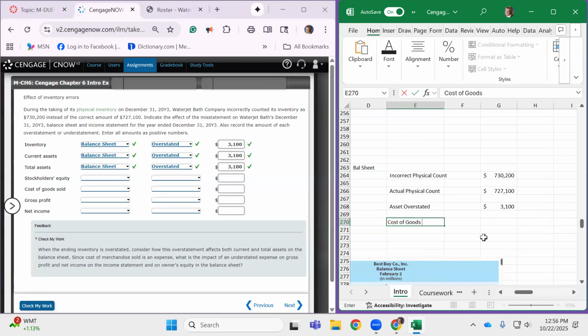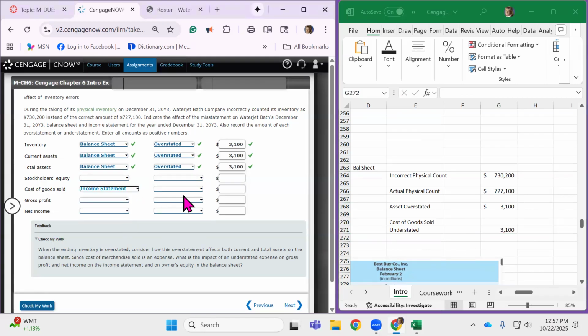Cost of goods sold. Okay. So if this didn't get put to cost of goods sold, then the cost of goods sold is understated. Whatever the asset is, the cost of goods sold is understated by that much. Cost of goods sold gets reported on the income statement, and there's not enough in it. We didn't move it out of inventory. If you don't move it out of inventory, then the costs are understated.